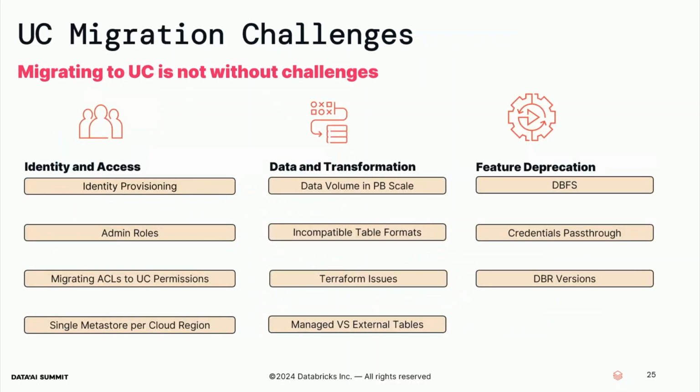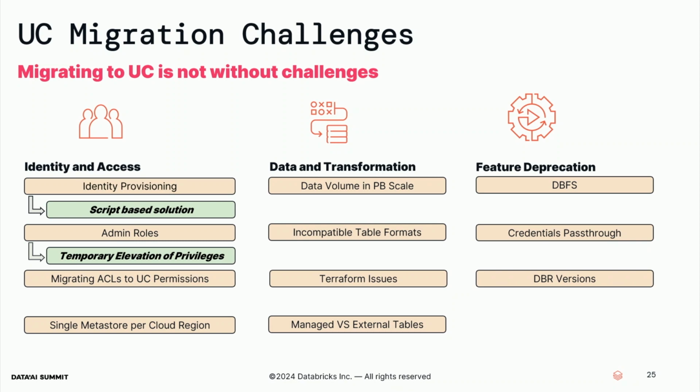As with every migration, we had a lot of challenges as well. What we wanted was to address these as and when they came up, and sometimes we also used our assessment to plan this ahead. The 3 main categories are identity, data transformation, and feature replication. For identity provisioning, we relied on a Python script solution, because we had service principals and nested groups. For the roles, we just temporarily elevated the privileges for a few users during the migration, so that they had the account admin privilege and Metastore admin privilege, so that they could do things much faster and easier. The goal was to take away the privileges once the migration was done.